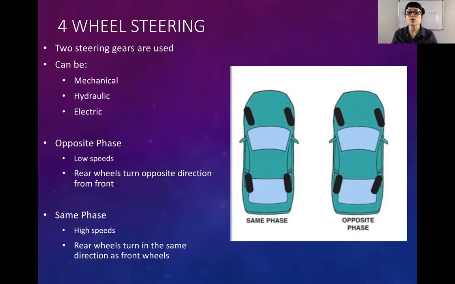This is going to be used for lane changing in high-speed maneuvering. So this will be at high speed to help you glide into the next lane. Opposite phase is going to help you maneuver around in small spaces. That will make it easier.